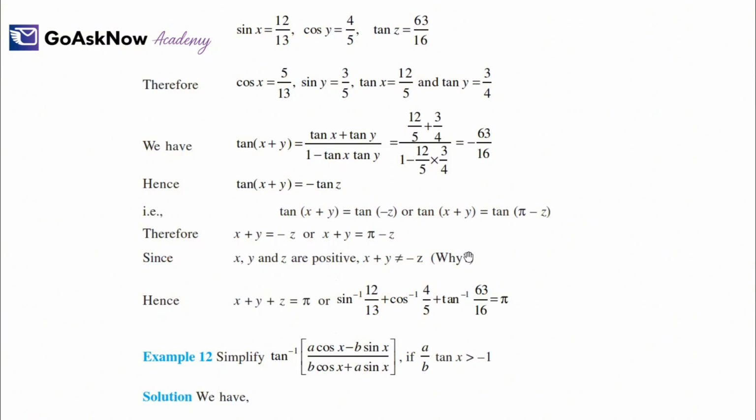So you can write x plus y is equal to minus z or x plus y is equal to pi minus z. So hence, since x, y and z are positive, x plus y is not equal to minus z, because x, y and z are all positive here. If you take positive values of x plus y and z, then minus z will become negative, but x plus y is positive. So positive equal to negative is a contradiction. That is why x plus y is not equal to minus z here. Okay, so this statement is wrong.